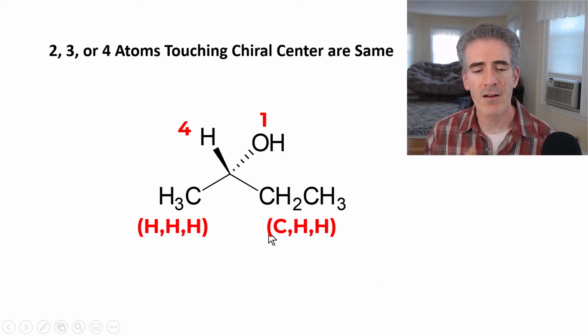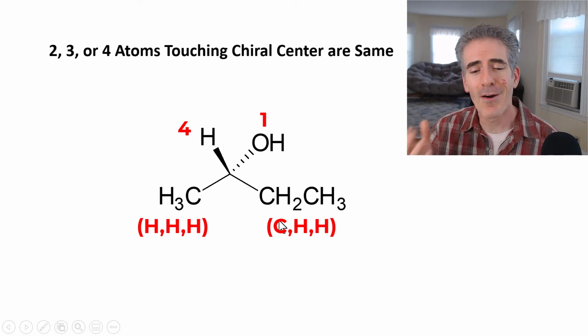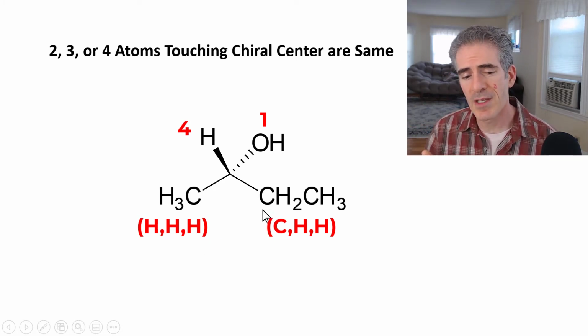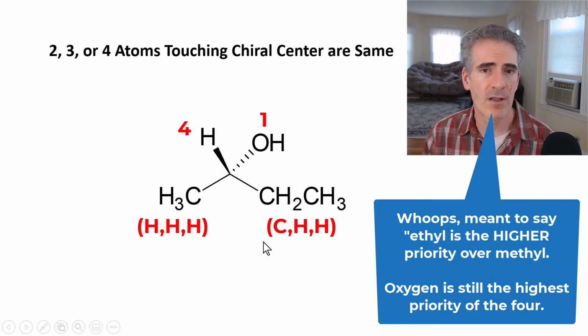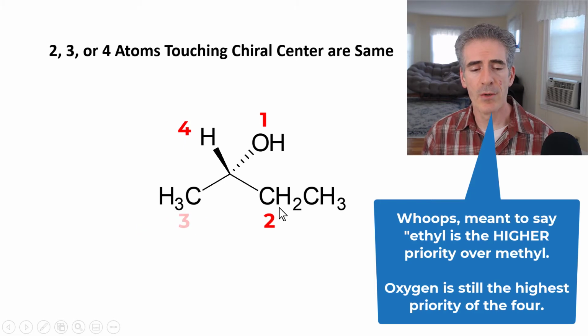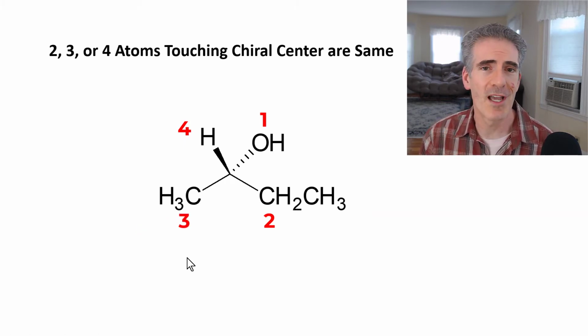Well, coming out of here, it would be the carbon, but then coming out of here, it's only hydrogen. So the fact that you have a carbon being a higher atomic number than a hydrogen, that's going to mean that this ethyl group is the highest priority. So now we know ethyl is going to be our number 2, and methyl is our 3. We have our 4 groups assigned.